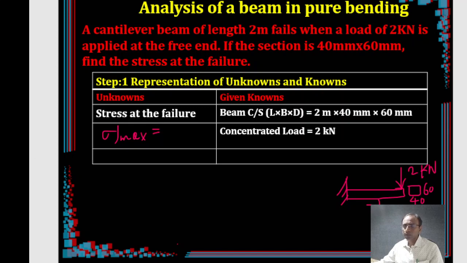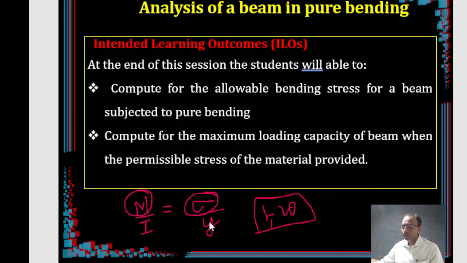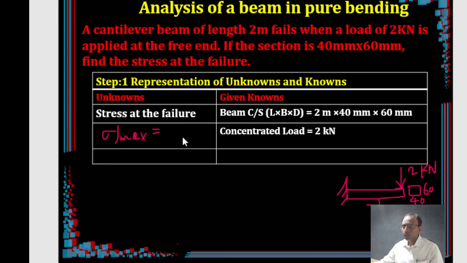According to our formula, which I have just written, what does sigma become? It becomes M by I times y. M by I times y. So let's look at whether things are available to us or not. For calculation of M, what is required? If you want M, you require two things: one is the load, another one is the span. Both are available. Cantilever beam, right?